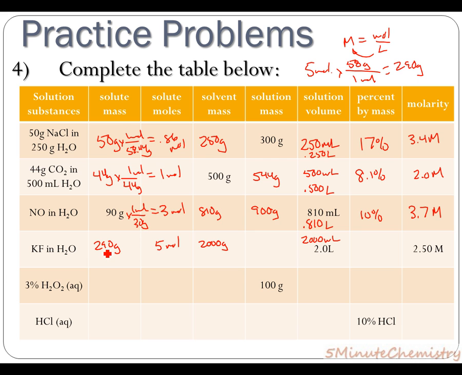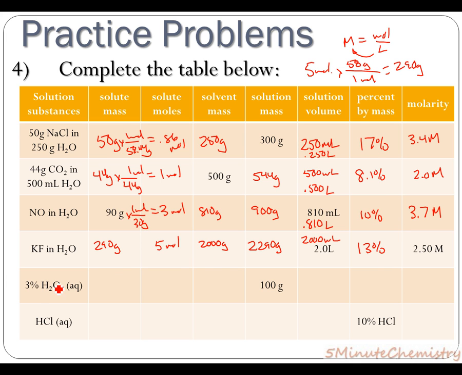Take those 290 grams, add that to the 2,000 grams of solvent to get the solution mass. That will be 2,290 grams. Now percent by mass is going to be 290 divided by 2,290 multiplied by 100. And that is going to give us a 13% mass.